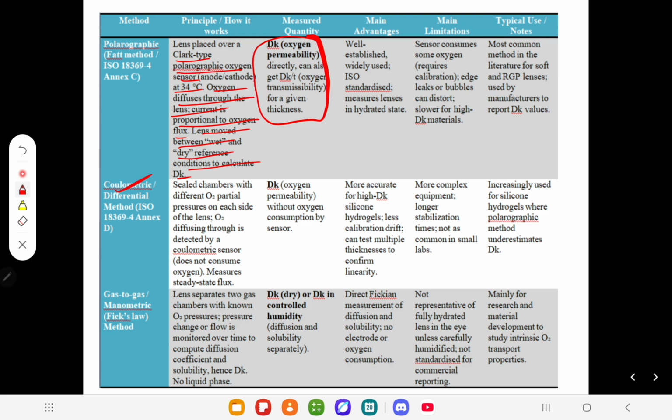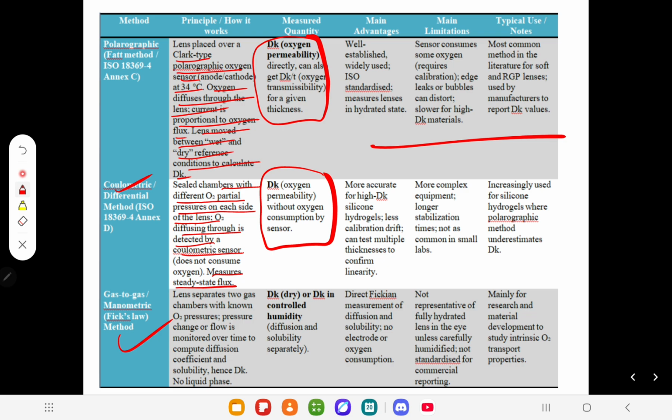The coulometric method uses a sealed chamber with different O2 partial pressure on each side of the lens, and O2 diffuses through the lens and is detected by the coulometric sensor. So it measures the steady-state flux. Here it's important to get Dk, oxygen permeability, without oxygen consumption by the sensor. I think you can read the rest by yourself. Pause the video and read the other advantages and disadvantages and types of use too.